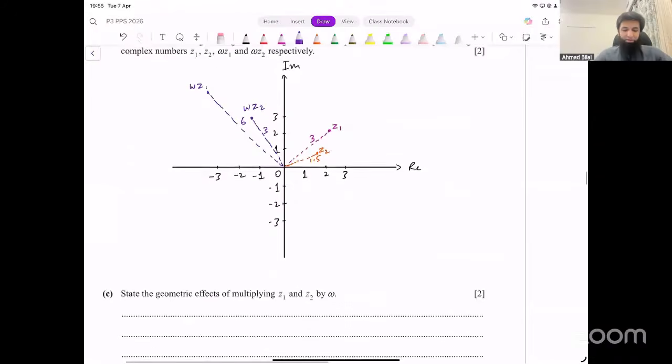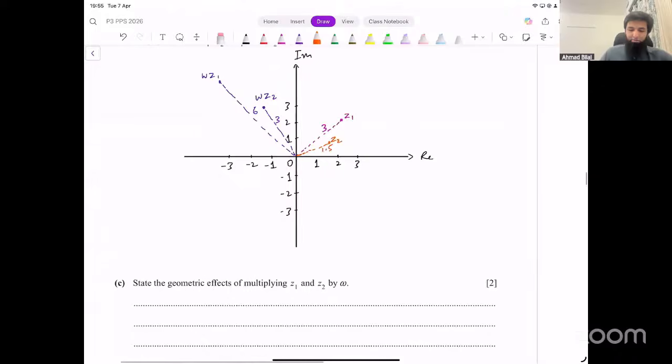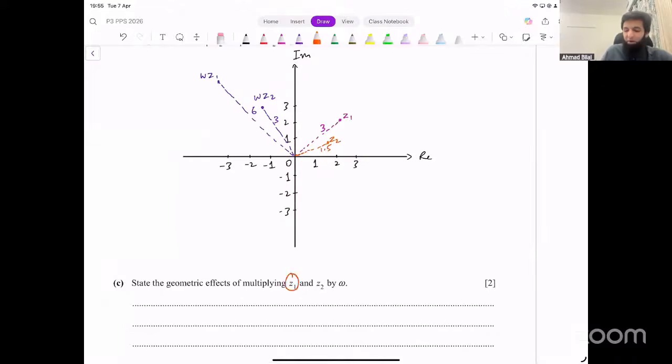Okay. Now it says state the geometric effects of multiplying Z1 and Z2 by W. Now, geometrically, how is the diagram changing? How are the points changing? So Z1, when you multiply it by W, goes there. And the second thing that happens is when Z2 is multiplied, it also goes there like this. Now, what are the geometrical effects? That means in terms of transformations, what kind of transformations are happening? Can you figure that out?